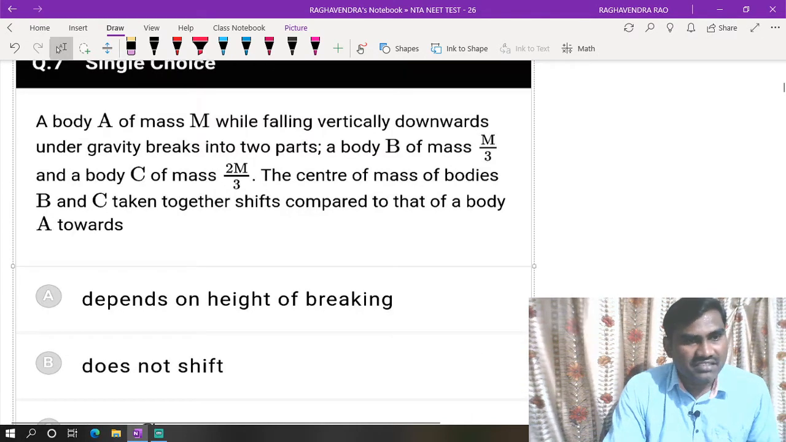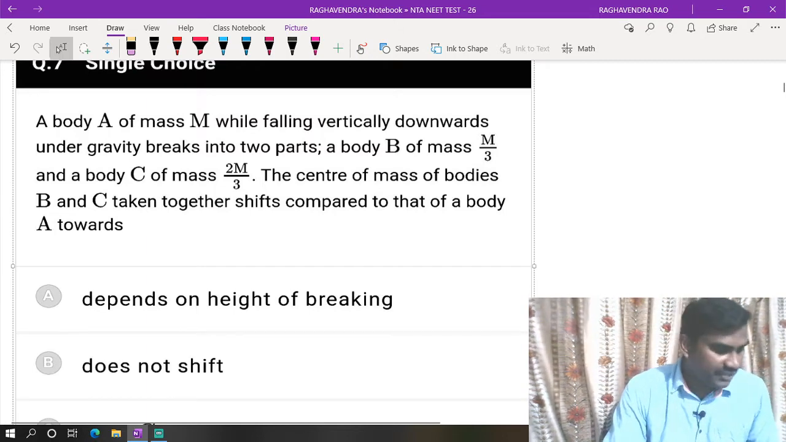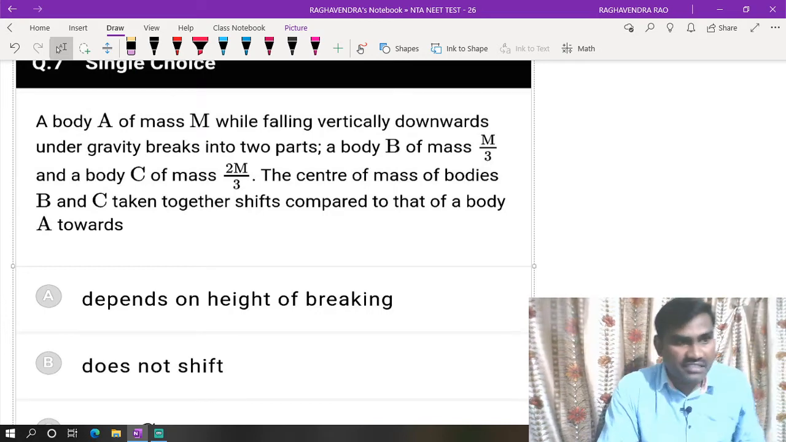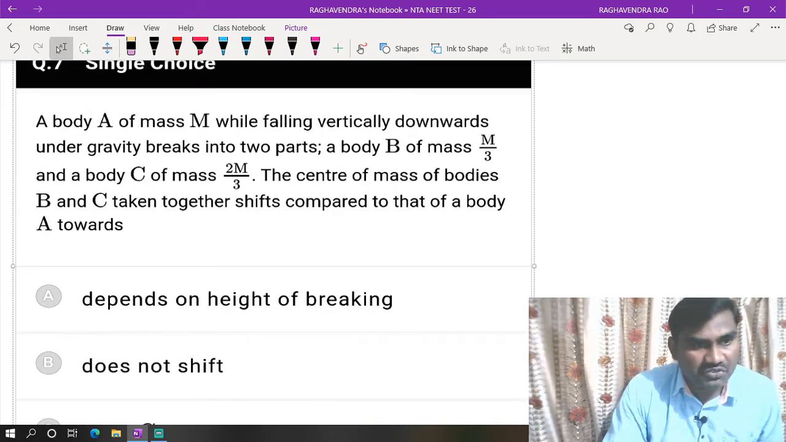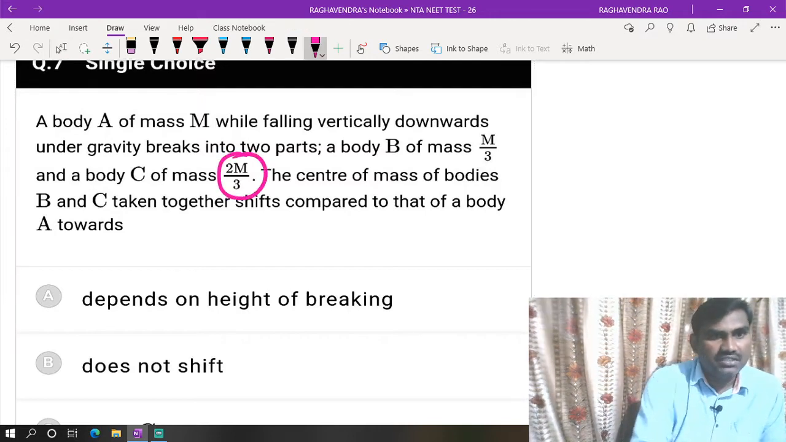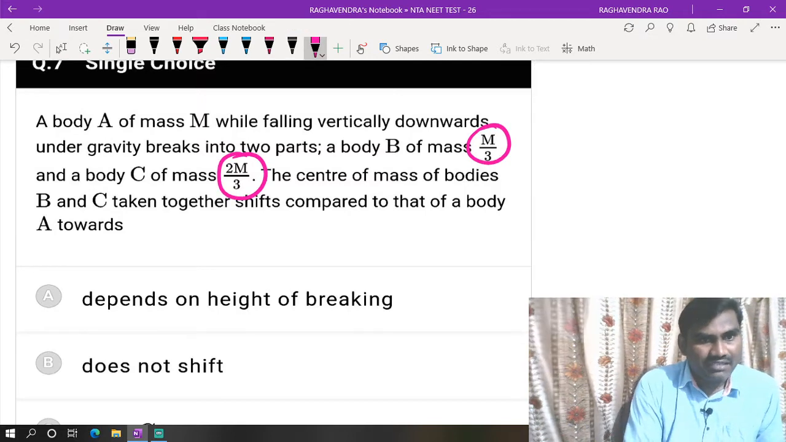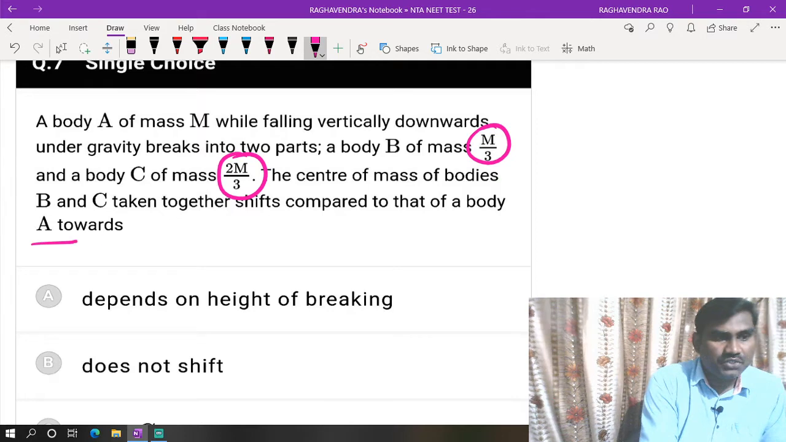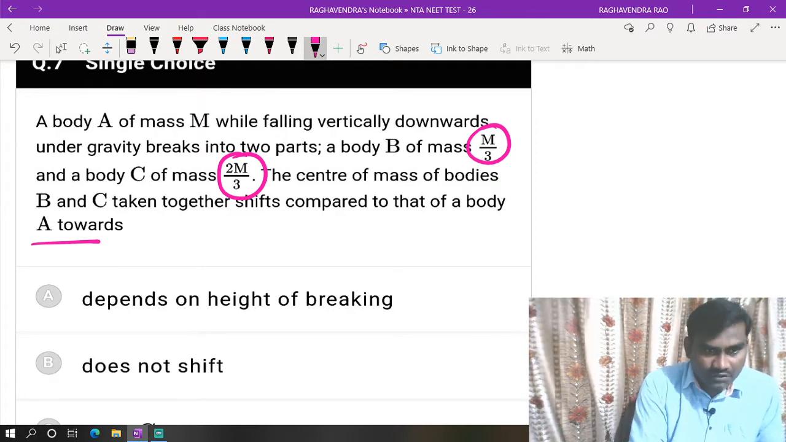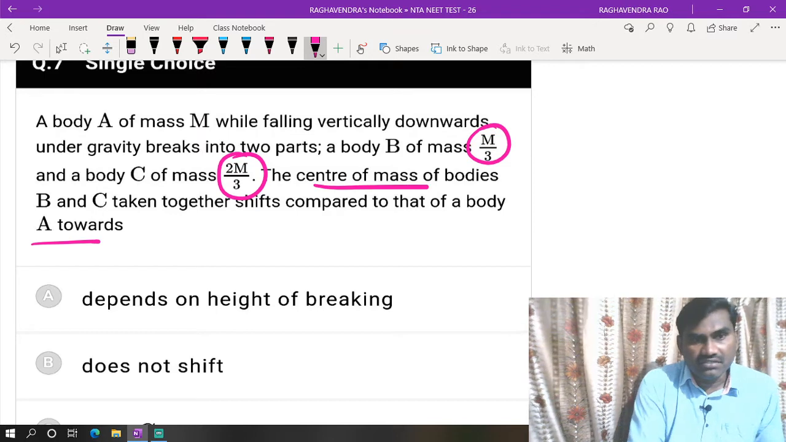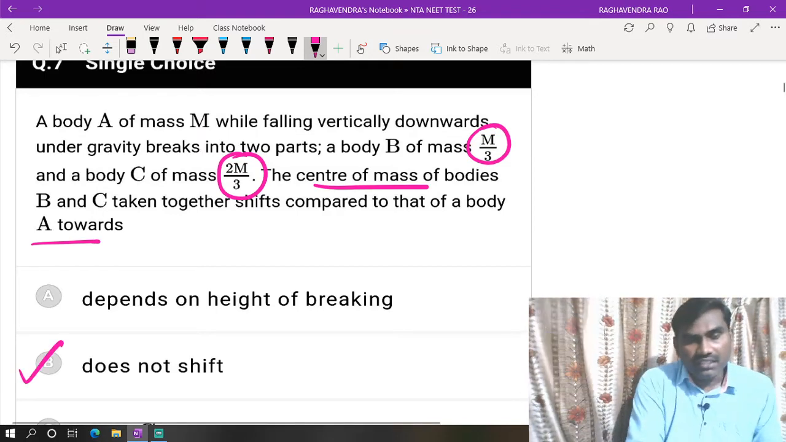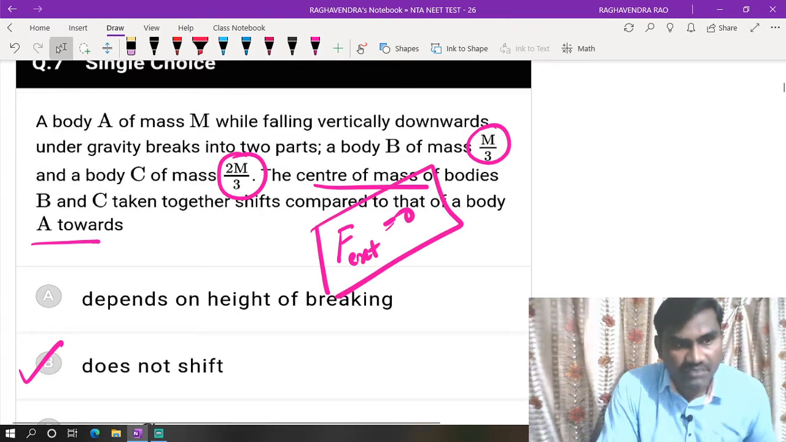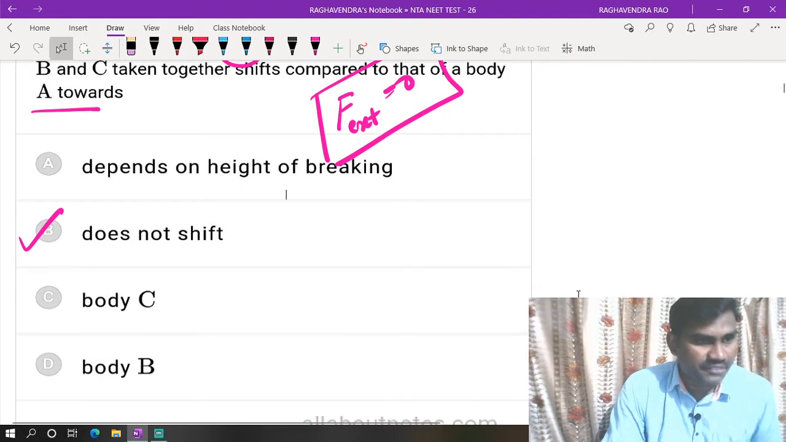A body A of mass m, while falling vertically downwards under gravity, breaks into two parts: a body B of mass m by 3 and a body C of mass 2m by 3. So this is split into two parts, m by 3 and 2m by 3. The center of mass of bodies B and C taken together shifts compared to the body A towards... Here, as they are falling under gravity, there is no change in the shift of the center of mass, because external forces are not acting on that system. So for that reason, the center of mass remains the same, so it doesn't shift.